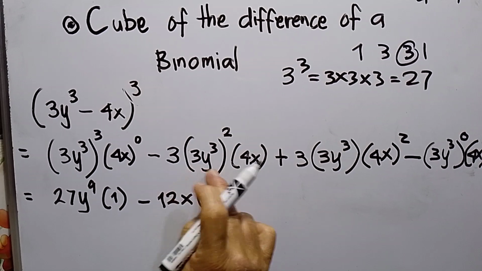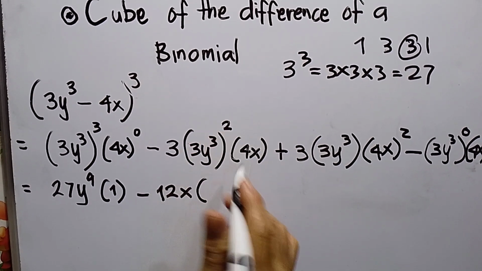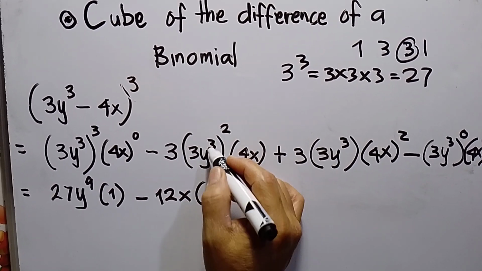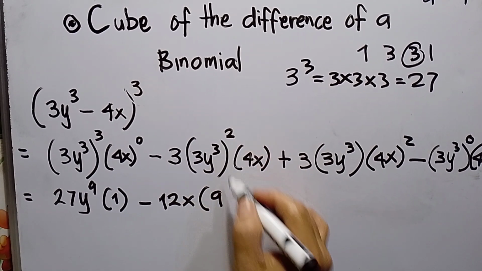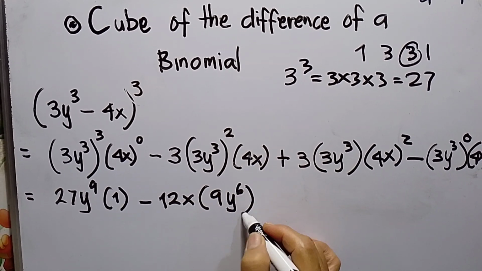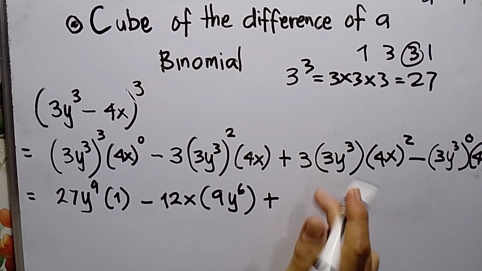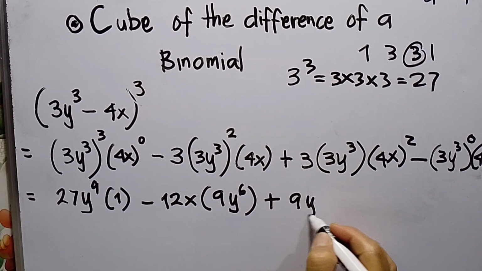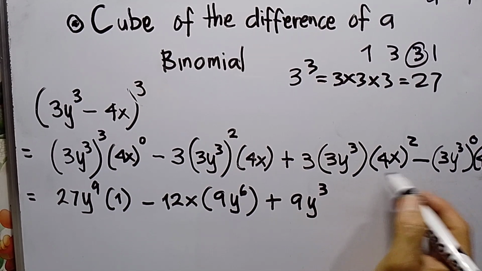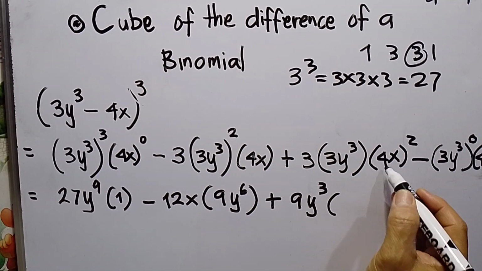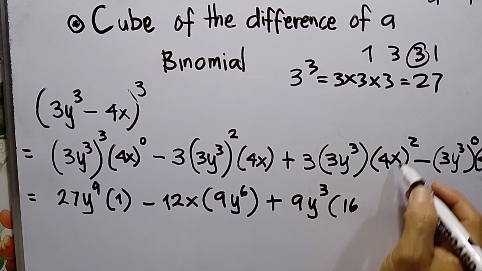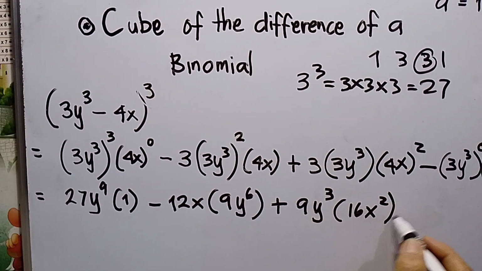And then simplify this one. What is 3 to the second power? This will be 9. Then the exponent, 3 times 2 is 6. So this will be y to the 6. Then plus. This one, 3 times 3 is 9, 9y cubed. Then expand this one. 4 squared will be 16. Then this will be x squared.